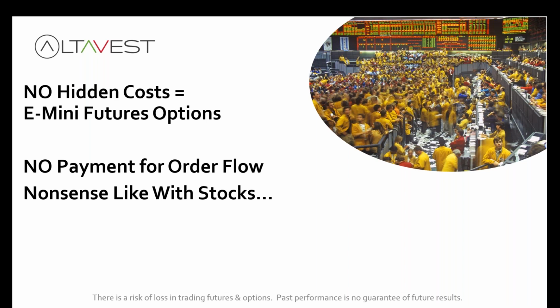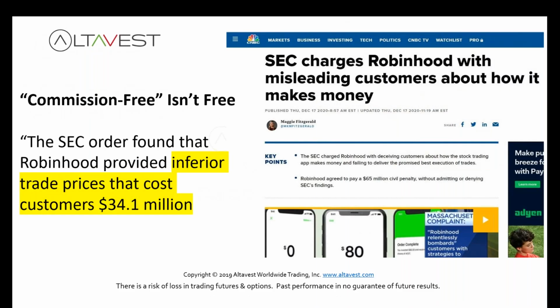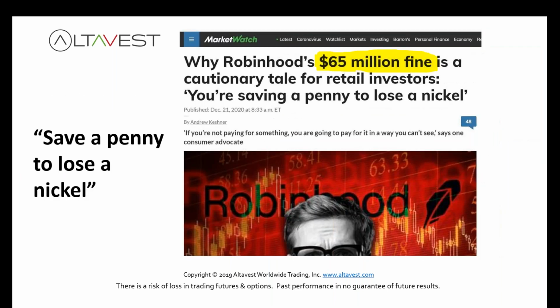You're trading on whatever stock trading app. And let's beat up on Robinhood, because the SEC already did. But you're getting inferior trade prices. They say, hey, it's commission free, but who cares? You're actually losing more money on your trades. And they get fined by the SEC. People think they're saving a penny, but they're really losing a nickel.